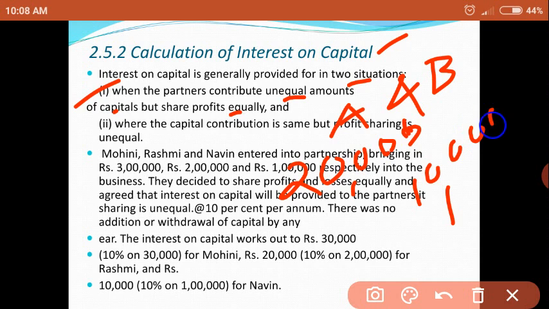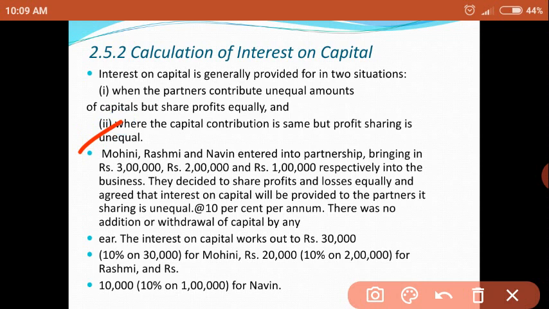So the amount of capital is not equal. This is an unequal amount, and the profit sharing ratio will be equal. Whatever profit the business makes, they are going to distribute in the equal ratio, which is 1:1. So this is one situation, when the partners contribute unequal amounts of capital but share profit equally.